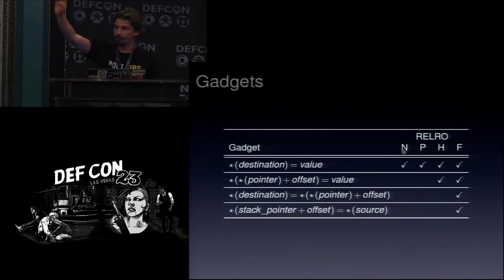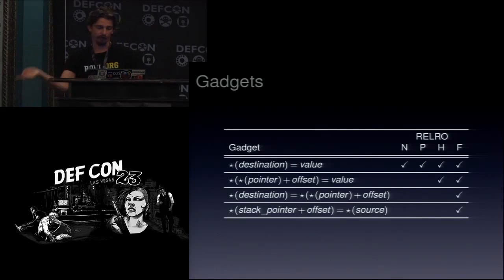So N stands for no RELRO, P stands for partial RELRO, H stands for when you have huge pages and all kinds of stuff, and F for full RELRO. In the other case, we have slightly more sophisticated gadgets. For instance, this one is the one we use to tamper with a data structure. So you have a pointer, which is usually a pointer to a data structure. You add an offset, you dereference it, and you write a value there. And this is used for the huge pages attack and for full RELRO.